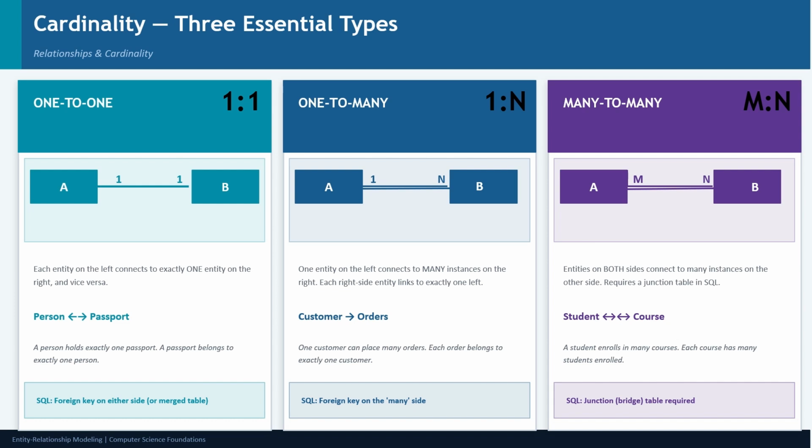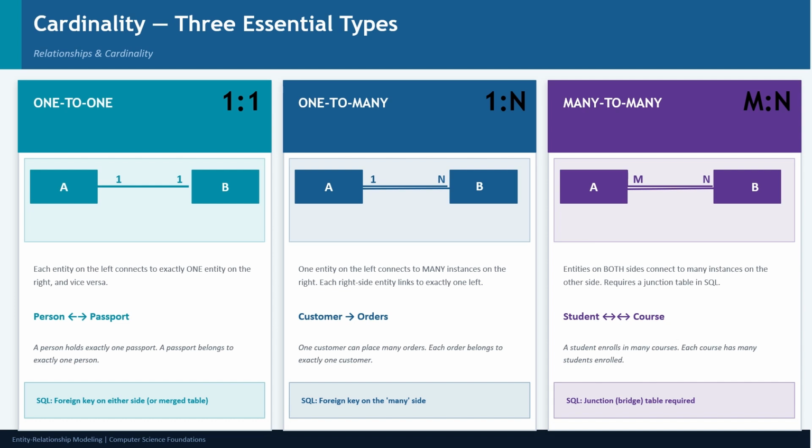One-to-one. Each entity on the left relates to exactly one entity on the right, and vice versa. A person holds exactly one passport. That passport belongs to exactly one person. In SQL, you handle this with a foreign key on either side, or you merge both into one table.